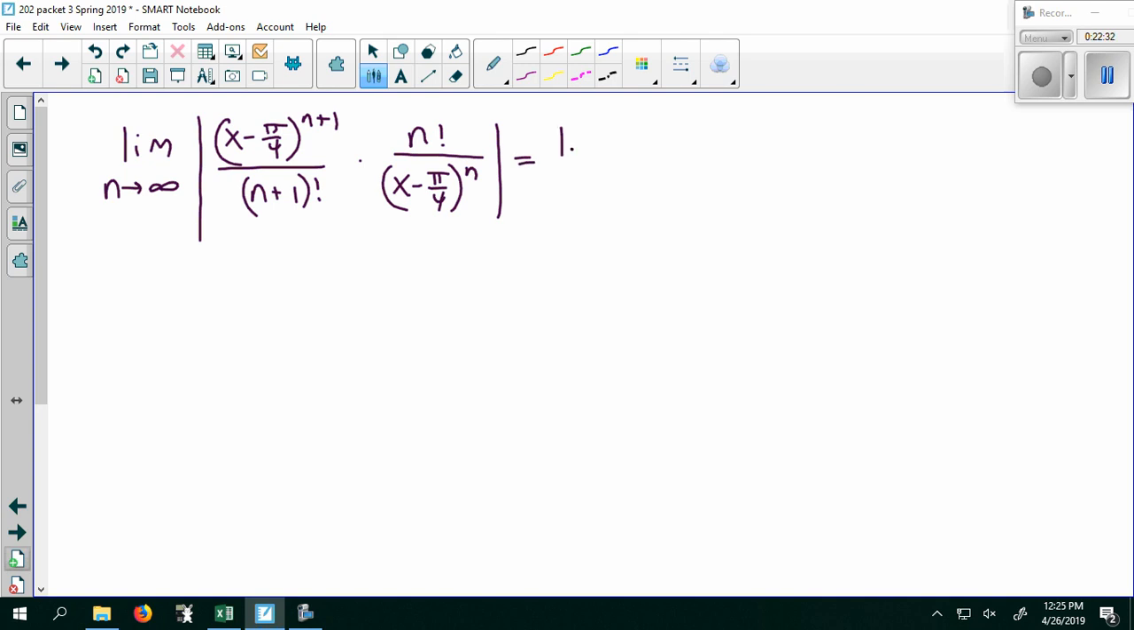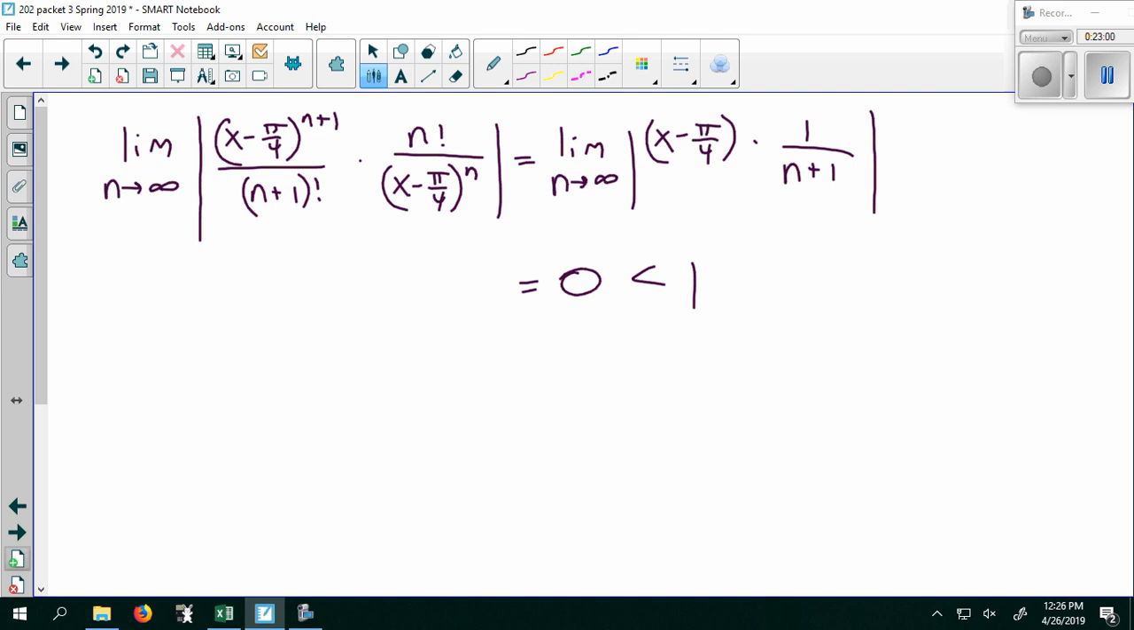All right, so this becomes the limit as n goes to infinity of x minus pi over 4 in the numerator. And then n factorial over n plus 1 factorial is 1 over n plus 1. And this limit is going to be 0. Because 1 over n plus 1 as n goes to infinity, that goes to 0. So this is always less than 1, which means that my interval of convergence is negative infinity to infinity. It does not matter at all what this x value is. The limit will always be 0, which is always less than 1.